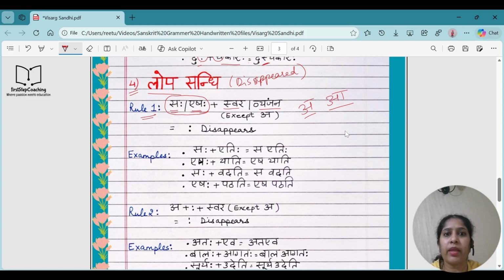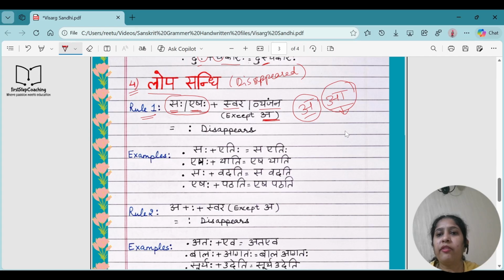as chota a and bada a. Okay, chota a and bada a. Fine. So whenever I say bada a, that means it is just a. And whenever I say chota a, I'm talking about a only. So here we are just talking about a, not bada a. It is just a. Understood? So whenever saha and eshaha is meeting, and after that there is a swar, a vyanjan, or anything can be there, just a should not be there. Then what will happen? The visarg will disappear. Okay, you have to just remove the visarg, no other change.